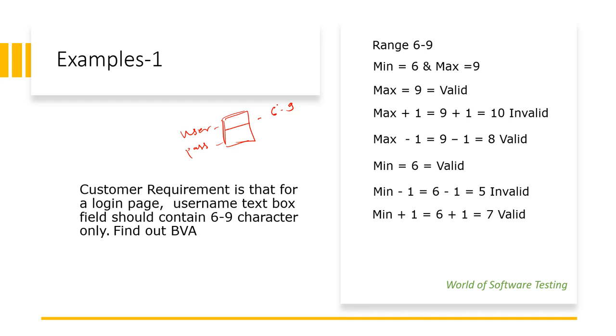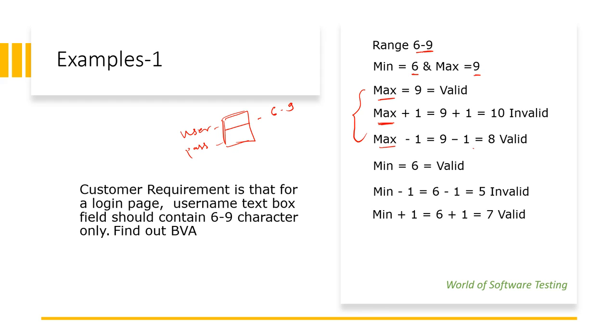In finding out the BVA, we need to find out the valid values and the invalid values with the help of the boundary value analysis. Here the range is 6 to 9. So the minimum is 6 and the maximum is 9. As we have already seen, we need to find the maximum, the nominal value, then just above the maximum and just below the maximum. So maximum plus 1, maximum minus 1. So 9 plus 1 is 10 and 9 minus 1 is 8.